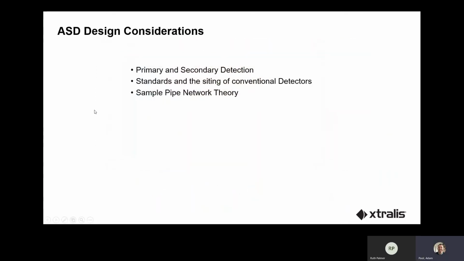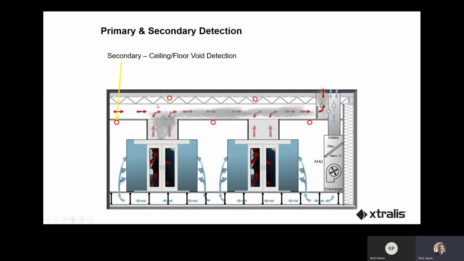So when we look at aspirating design, there's various things we have to take into consideration. So primary and secondary detection is critical. We'll have a quick look at the standard and sighting of conventional detectors and how we relate that to the pipe network. So secondary detection is normal smoke detection positioning. Now, in a data hall, secondary detection could be normal optical smoke detectors, or it could be an aspirating system, just depends on the design or the customer's requirements on this particular application. So our secondary coverage is in its normal ceiling level or top of void detection.